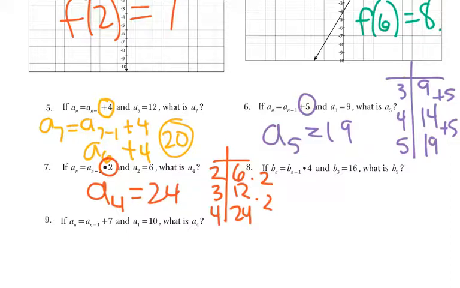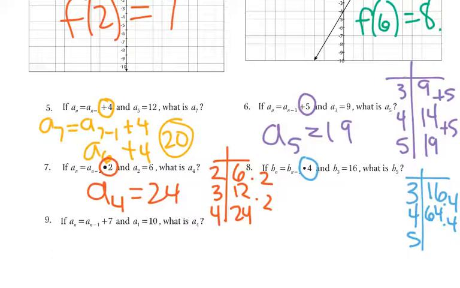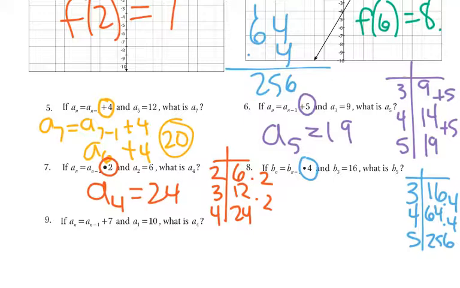Okay, number 8. These use b's, same idea. Okay, we've got b sub 3, which is 16. We're looking for 5, so we're timesing by 4. 16 times 4 is 64, I believe. 64 times 4 is 256, I want to say. Let's double check that. 16, 64, 256, yep.